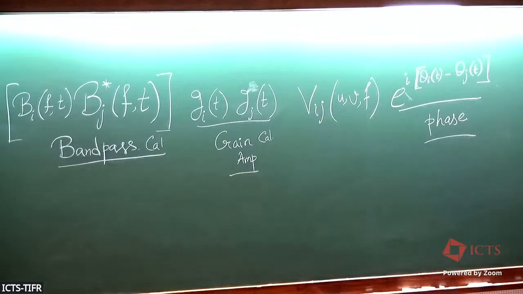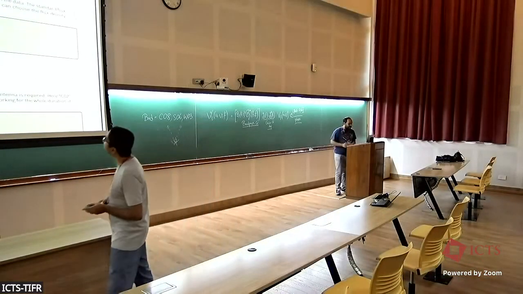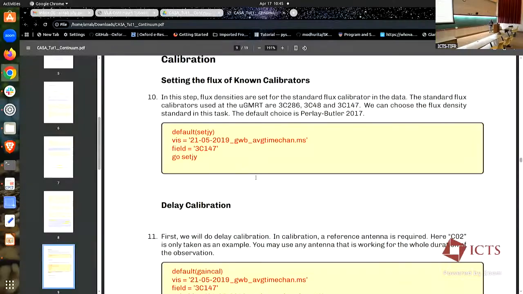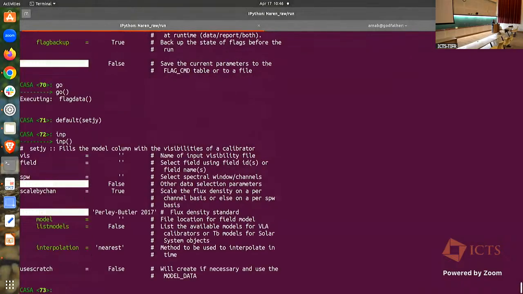So the first task, obviously, if you go to the calibration task, is that you are basically setting the flux of the known calibrator. Nirupam also mentioned that, right? You know some calibrators which are very well measured and well monitored over the years, and you are basically setting a model based on that. There are 3 to 4 calibrators GMRT usually uses. So in this particular observation, 3C147 was observed as the flux calibrator.